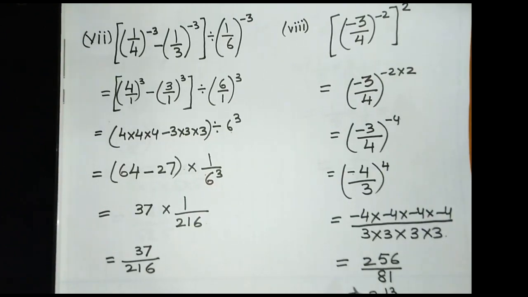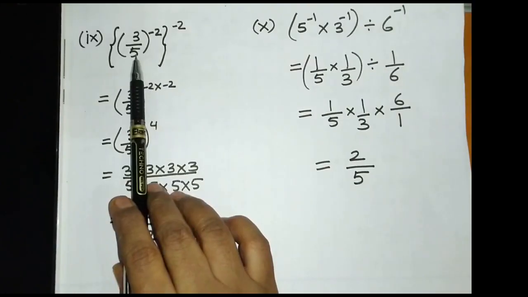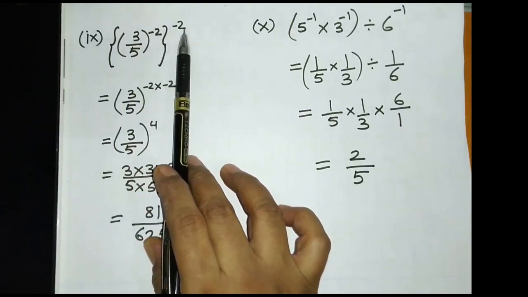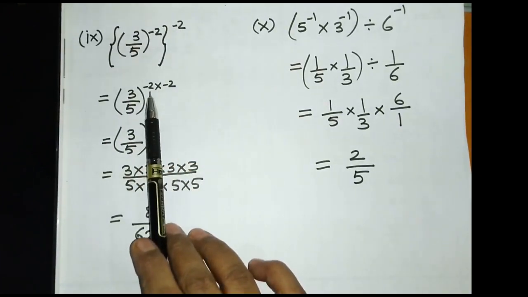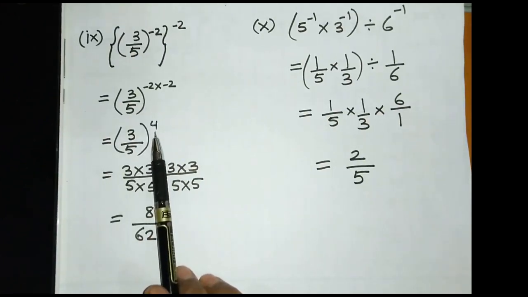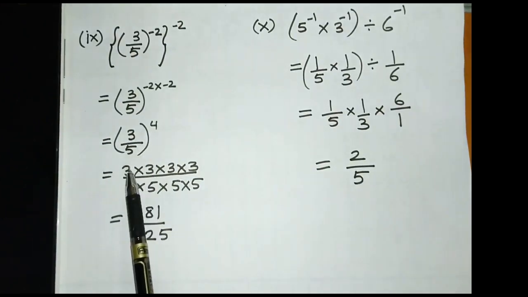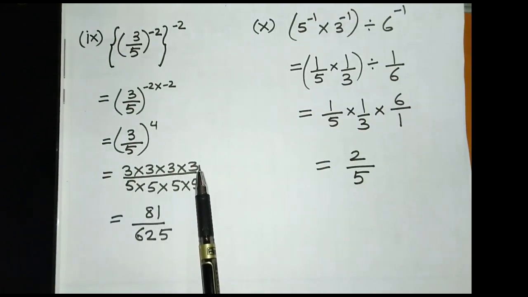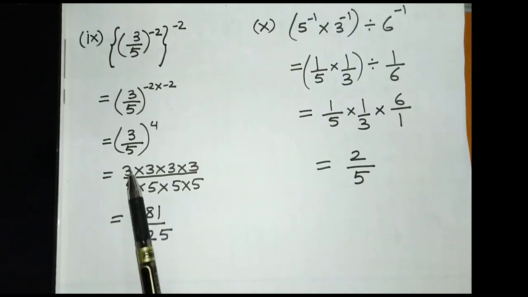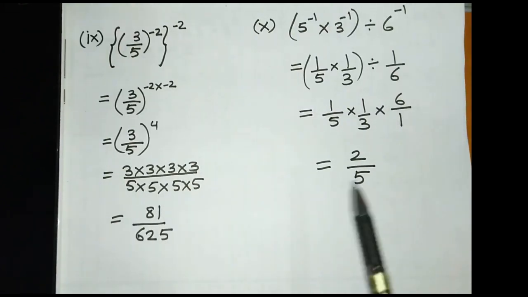Again, this is an improper fraction. We'll change it into a mixed fraction by dividing it. This fraction has two powers which will be multiplied. -2 into -2 becomes 4 here. So 3 multiplied by itself 4 times, 5 multiplied by itself 4 times. We have answer 81 by 625.